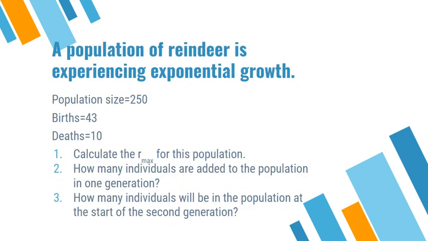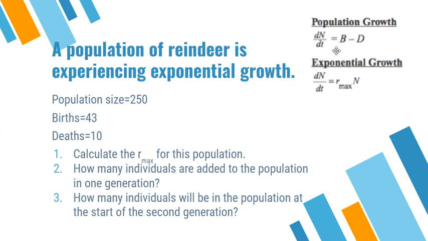Okay, we have a population of reindeer experiencing exponential growth. We have a pop size of 250, births 43, deaths 10. We could be asked to calculate the R max. We could be asked how many individuals are added to this generation and how many will be at the next generation. So let's take a look at it. We are going to be using our exponential growth equation, and we're also going to be using this one, and you'll see why in a minute.